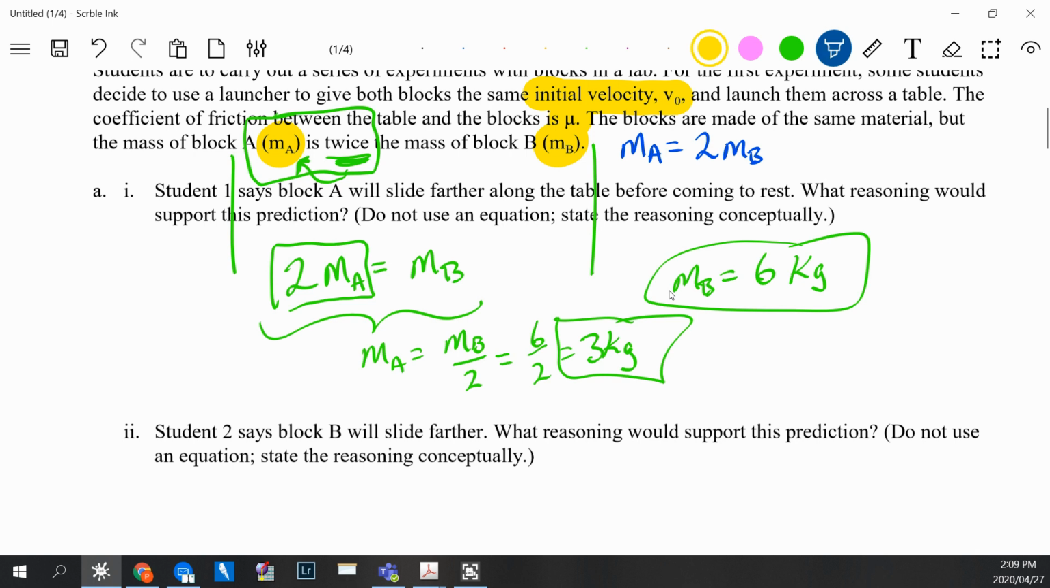And notice that that is exactly what I've written over here. Whatever the mass of B is, if B was, using this example, 6 kilograms, then the mass of A would be 2 times 6 kilograms, 12 kilograms. Just to throw that out there, I've seen students make that mistake way too many times. So hopefully that will not happen to you.